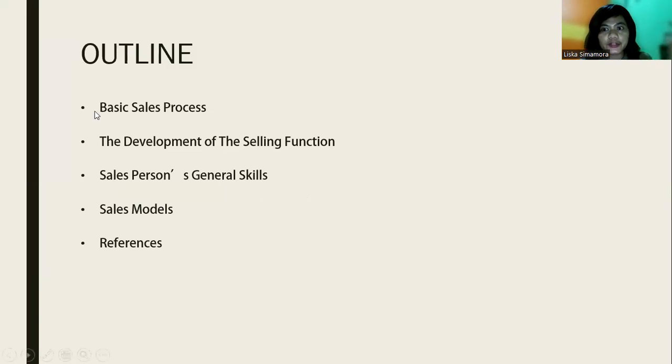We have to understand the basic sales process, and we also have to understand the development of the selling function. We also want to know the salesperson's general skills, sales models, and I also equip you with the reference.